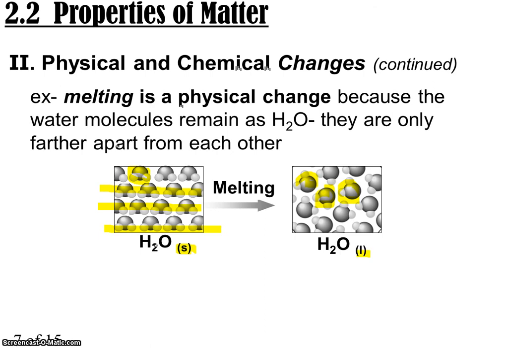So going from the solid form to the liquid form, all we're doing is changing the physical properties of the ice cube, and basically all that's happening is that the water molecules are moving farther apart from one another. So it is a physical change because the identity of the molecule as water, or H2O, has not changed, and that means that the chemical properties of H2O have not changed.